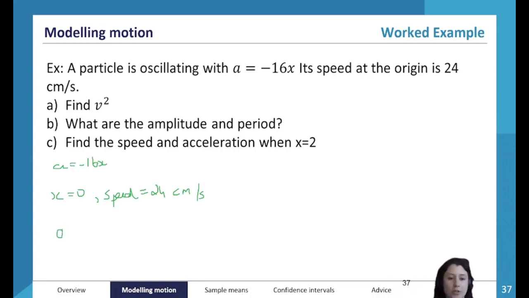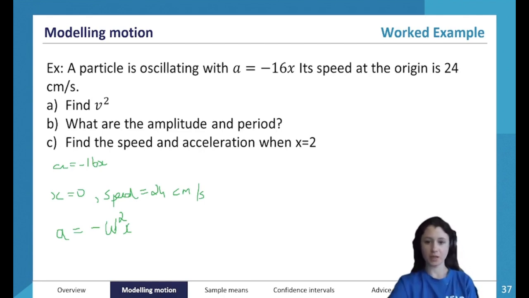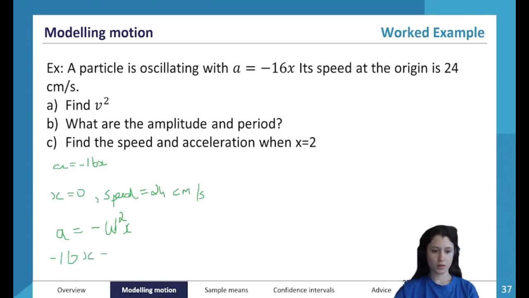So the acceleration equation is acceleration equals negative omega squared x. Right? So, if we let our negative 16x equal our negative omega squared x, we can see a few helpful things. Our negatives cancel out, our x's cancel out, leaving us with angular velocity equals 4. Alrighty? And that is super helpful.